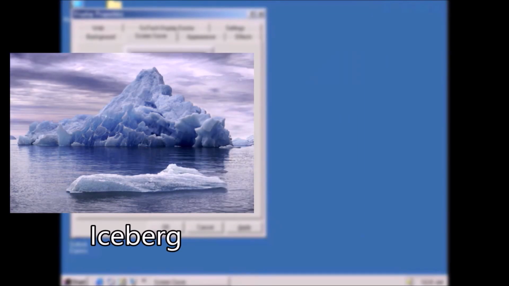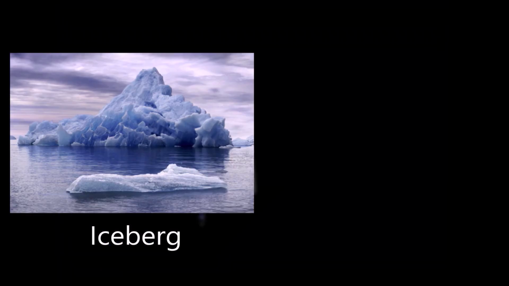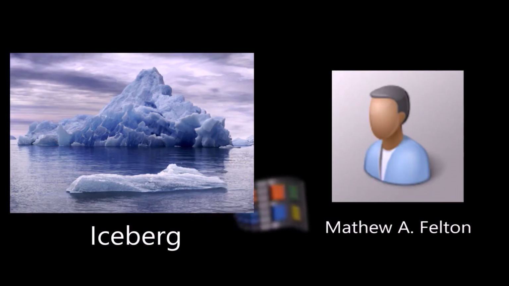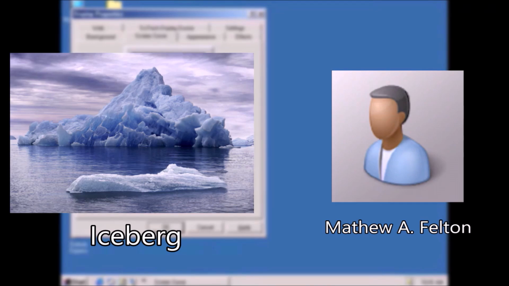It was created in 1999 by Microsoft engineer Matthew Felton, and was most likely photographed somewhere in the Arctic. That was it for the winter wallpapers from both 2000 and ME, so let's move forward to Windows XP.